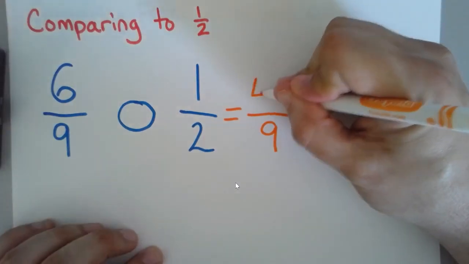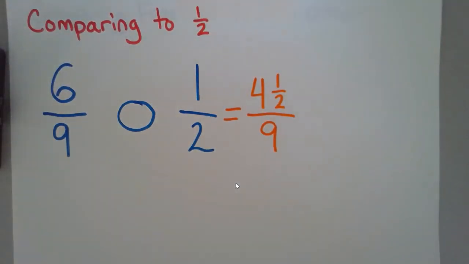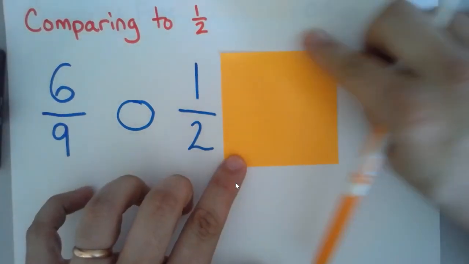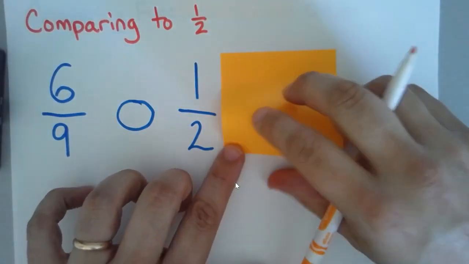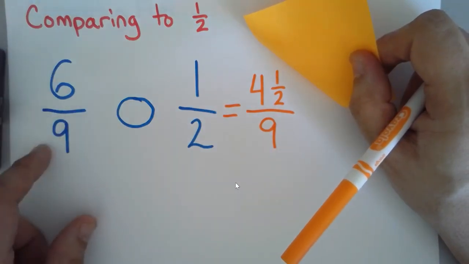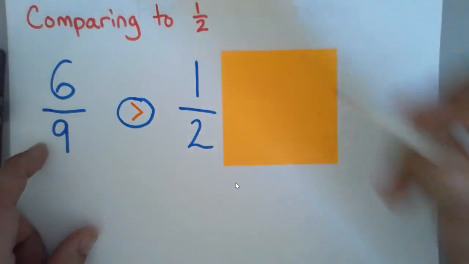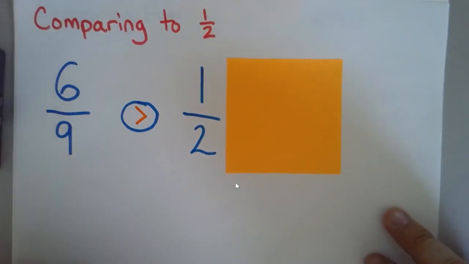So I'm going to write that: 4.5/9. I know it's weird. Okay, I'm covering it up. We don't normally write fractions that way, but if I peek, clearly 6/9 is greater than 4.5/9. So since 6/9 is greater than 4.5/9, we know that 6/9 is greater than 1/2.